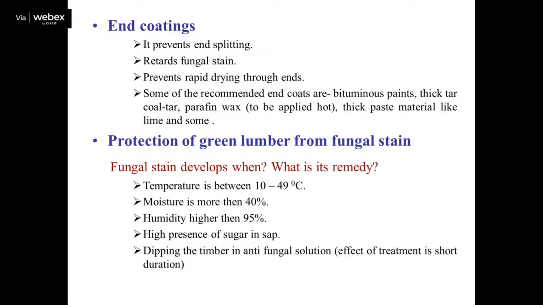Then protection of the green lumber from the fungal stain. It can be done when the temperature is kept between 10 to 49 degrees centigrade, the moisture is more than 40%, and relative humidity is higher than 90%. Presence of sugar in the sap should be reduced. These are some of the prerequisites that we can try.